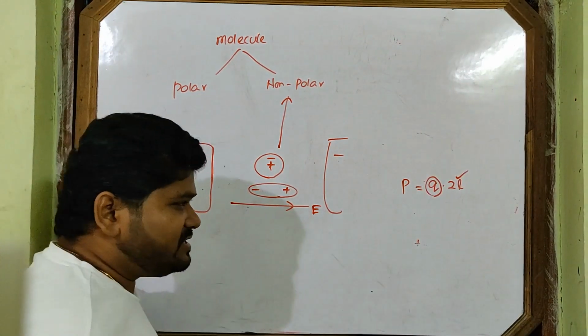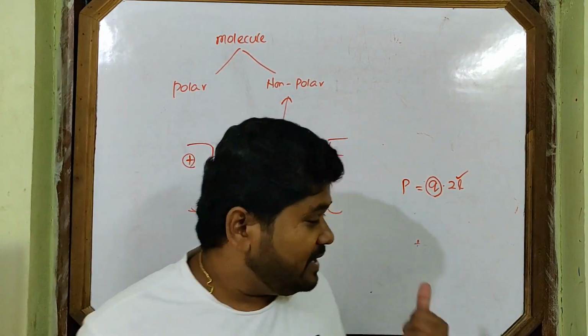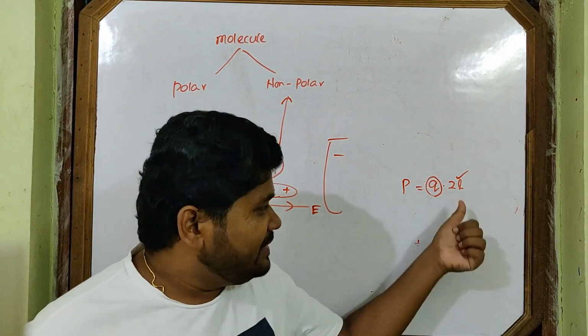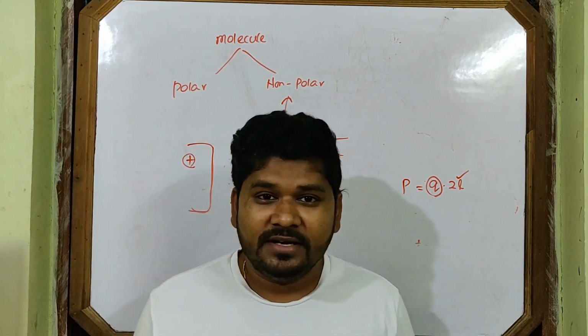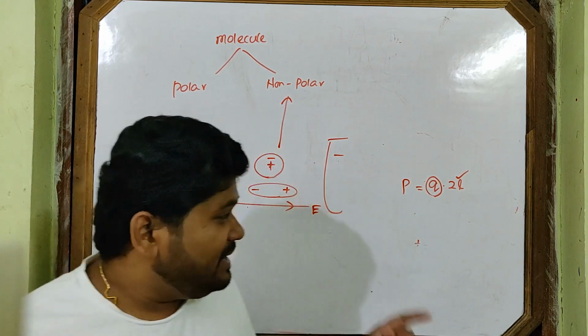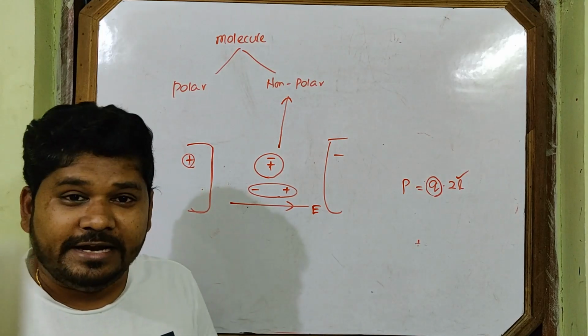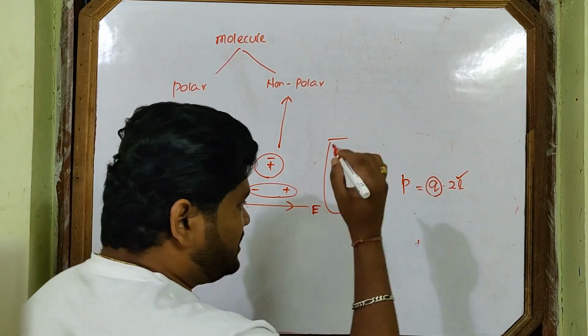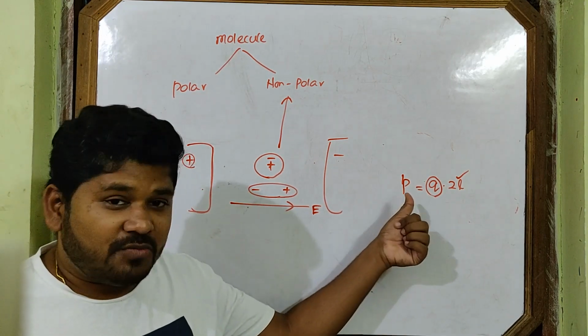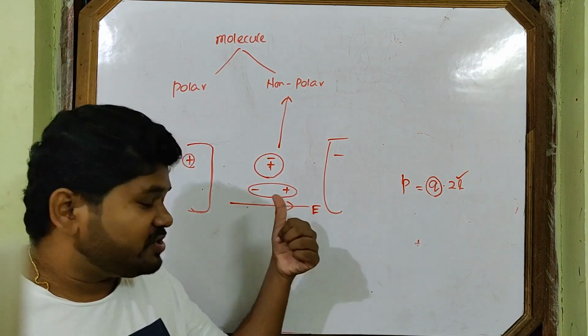But what about this distance of separation? If the electric field strength increases, the distance of separation increases. If it increases, what about the dipole moment? It increases. So how much dipole moment will be induced? I am writing small p here, but it is the molecule's dipole moment. How much dipole moment will be induced depends on the external electric field.